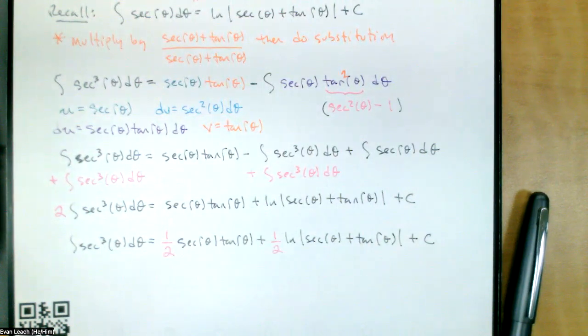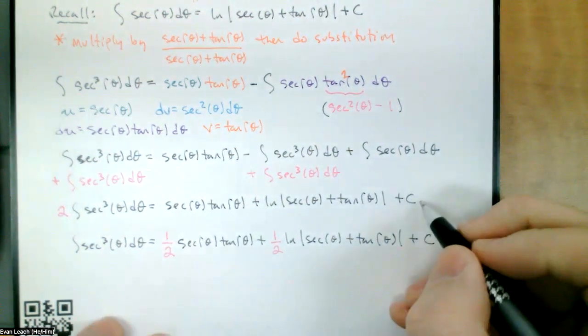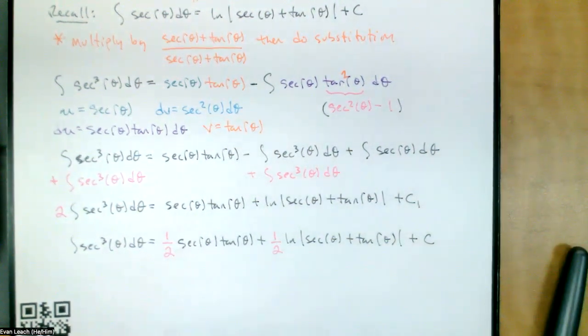Remember that C is an arbitrary constant, so C divided by 2 is just some other arbitrary constant. If you're uncomfortable with that, call this C1. Then when you divide C1 by 2, you just get C. If you want to be a little more specific with your arbitrary constants.